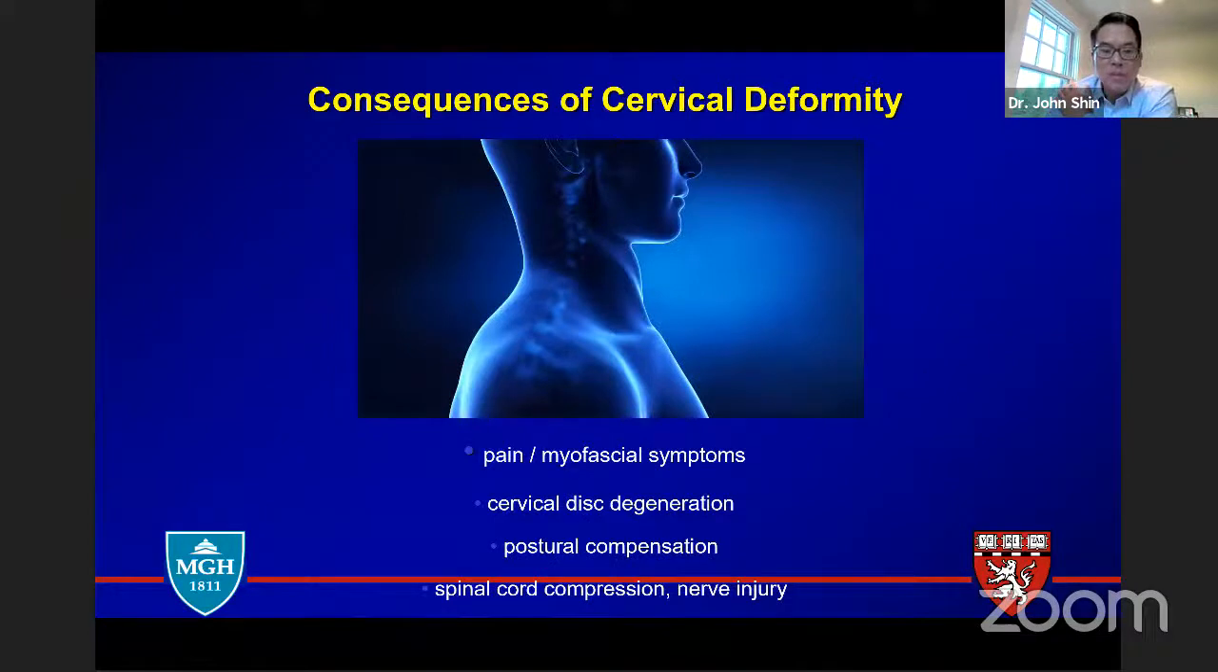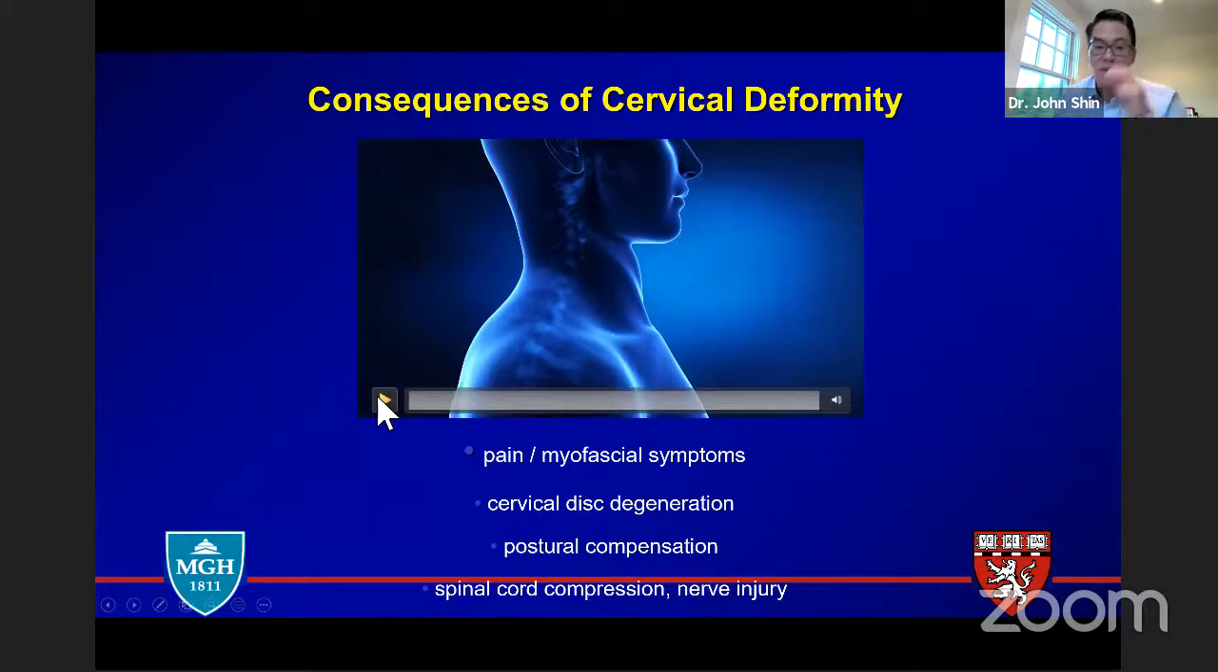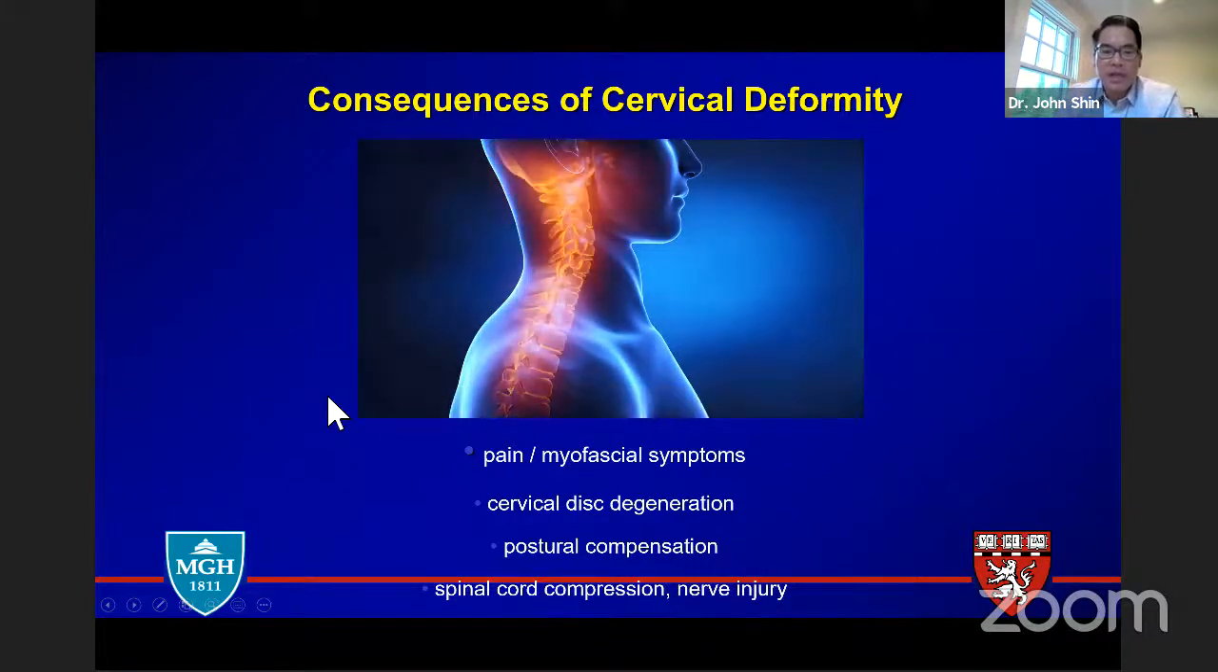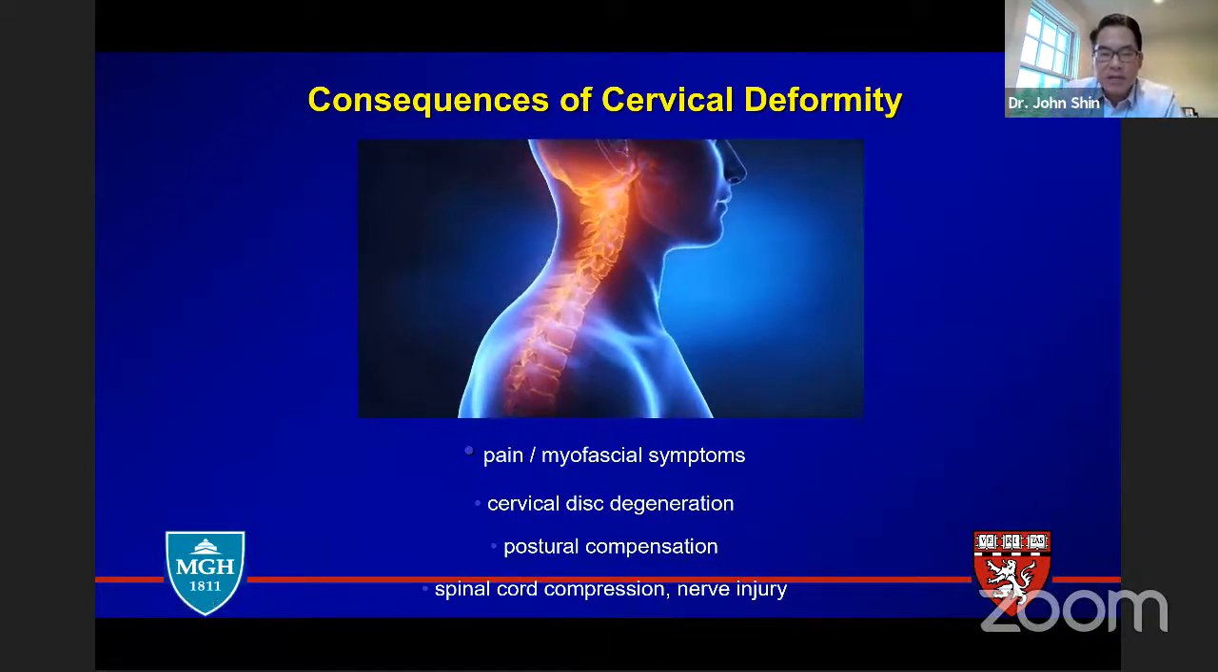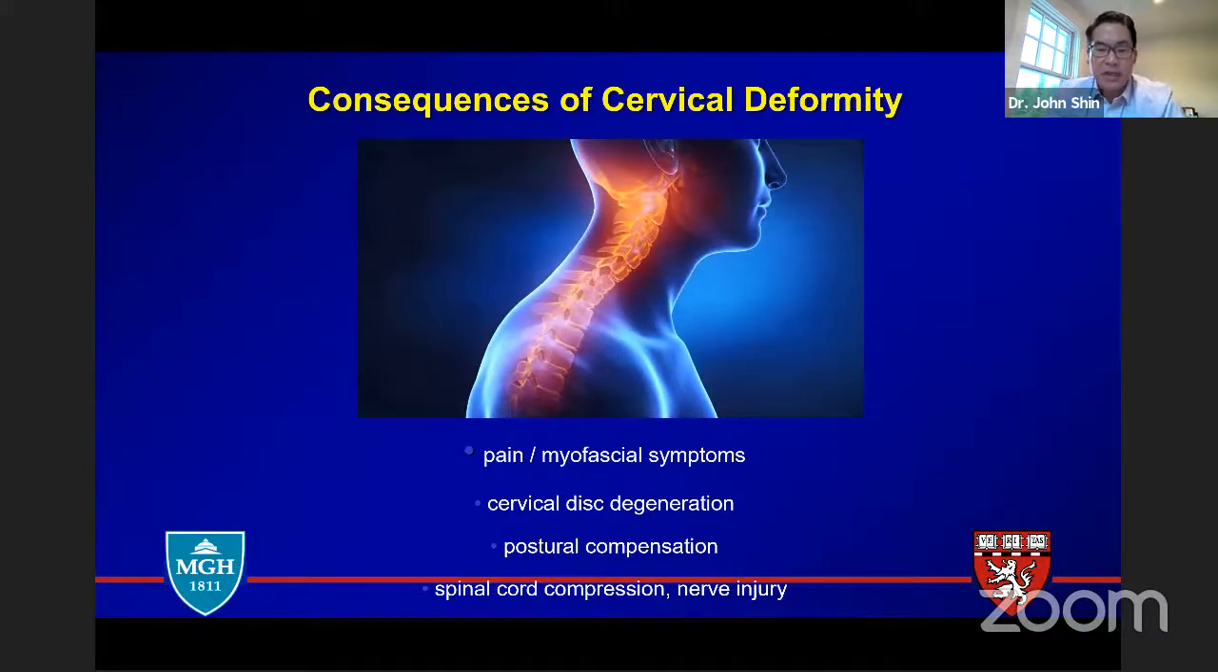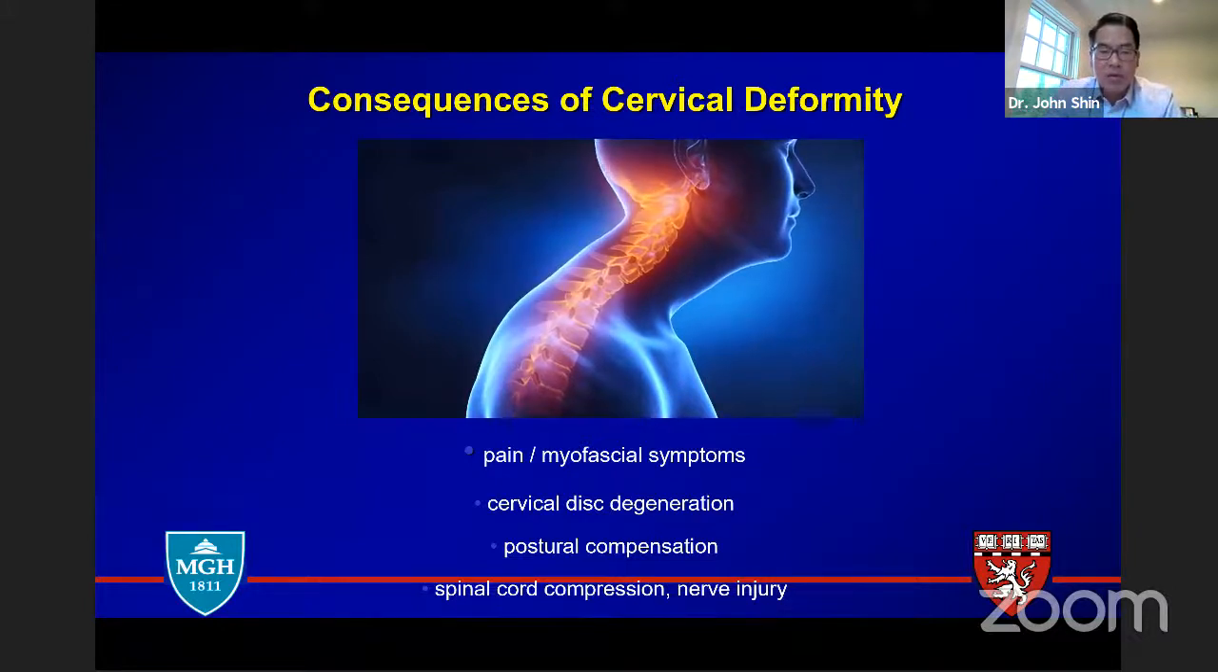So what about the consequences of deformity? Well, what happens over time, and this happens to us as well, right? When we're operating for a long day, or you're at the computer for a long time, you get myofascial pain symptoms, you just know that your posture is not great, our shoulders elevate, our trapezius muscles get more fatigued. This leads to disc degeneration, postural compensation, and eventually, potentially spinal cord compression and nerve injury. And that's where things become very problematic for us.